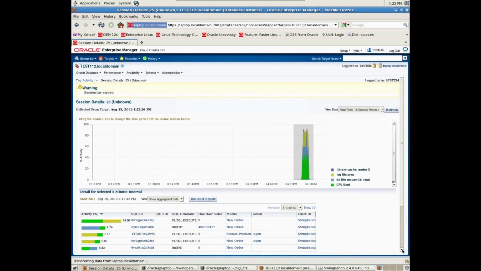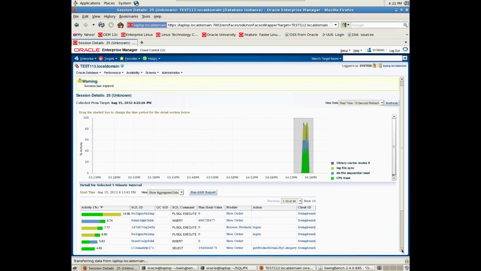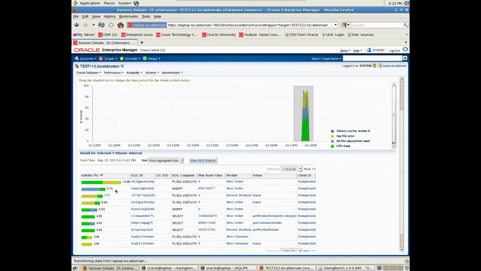So for this particular session, I can see whether this session is a problem. I can see what it's doing. I can see what it's waiting on. I can see which is the most important SQL statement.